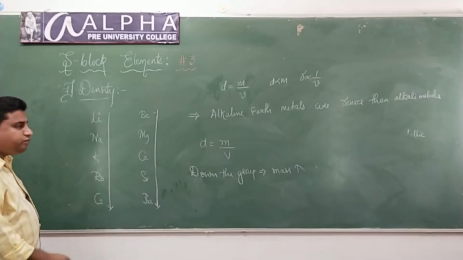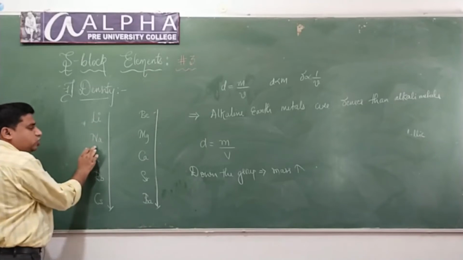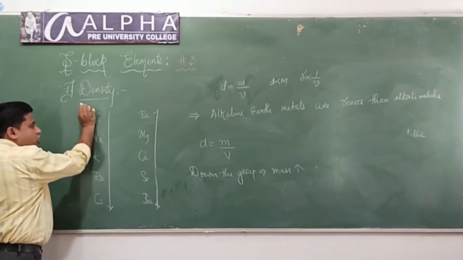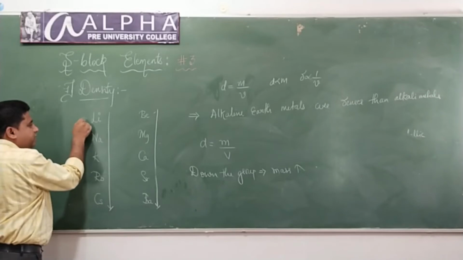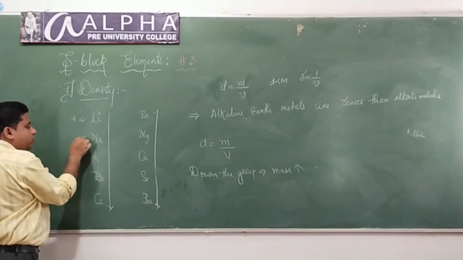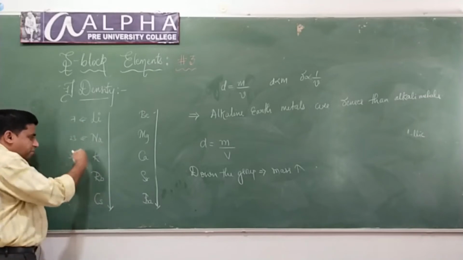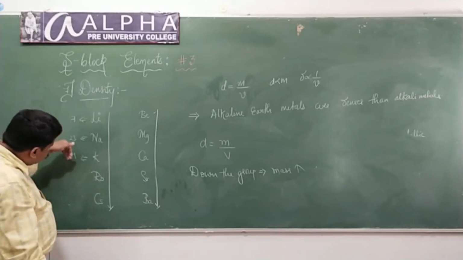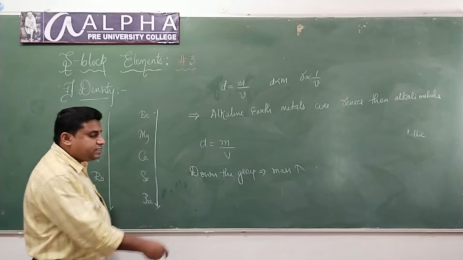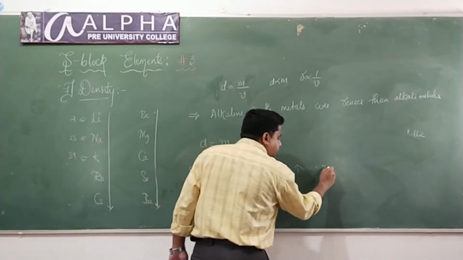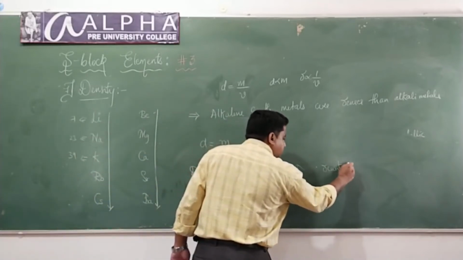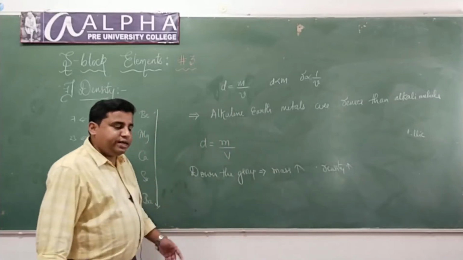What is the atomic mass of lithium? 7. What is the atomic mass of sodium? 23. Atomic mass of potassium is somewhere around 39. So atomic mass is increasing. We know as the mass increases, obviously density should increase, isn't it?